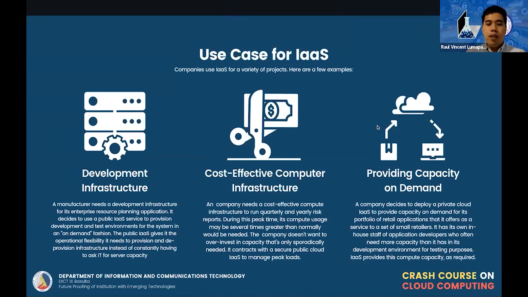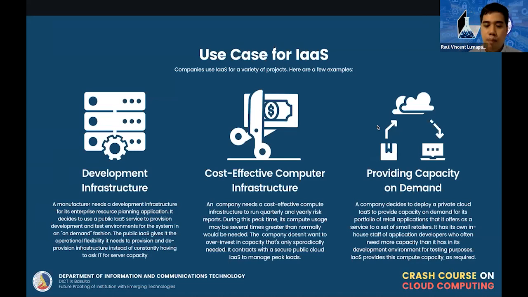You also have cost-effective computer infrastructure. A company needs a cost-effective computer infrastructure to run quarterly and yearly risk reports. During this peak time, its computer usage may be several times greater than normally needed. So again, for example, when more resources are needed for a particular time, you can balance it out and properly structure and prioritize resources as needed.